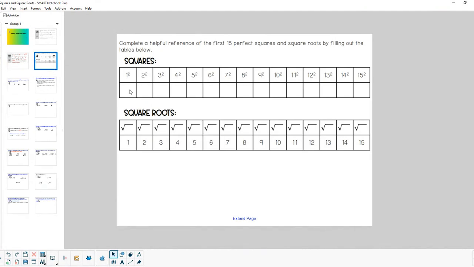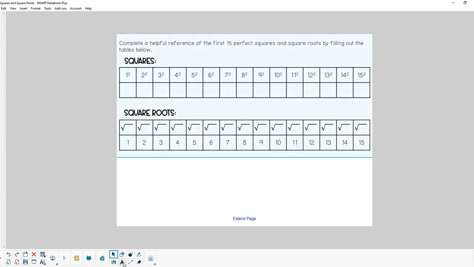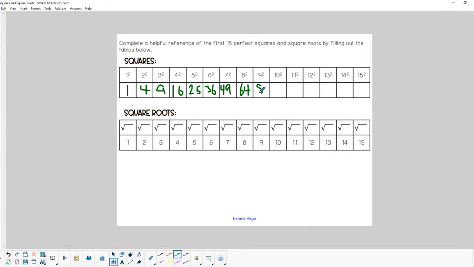So we're going to go ahead and fill out this table. 1 squared would just be 1. 2 squared, 2 times 2 is 4. 3 squared, 3 times 3 is 9. 4 squared, 16. 5 squared, 25. 6 squared is 36. 7 squared, 49. 8 squared, 64. 9 squared, 81. 10 squared, 100. 11 squared, 121. 12 squared, 144.